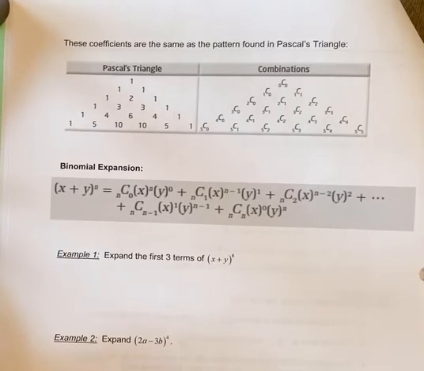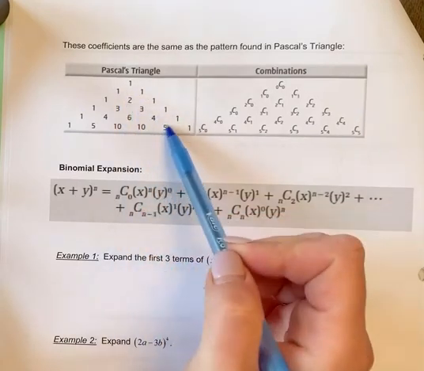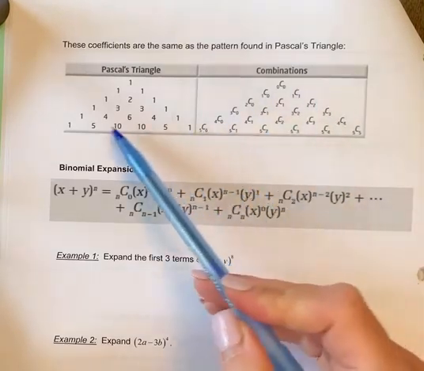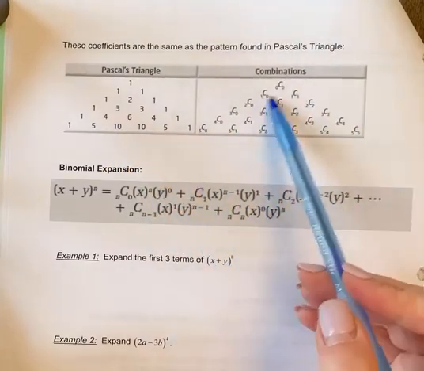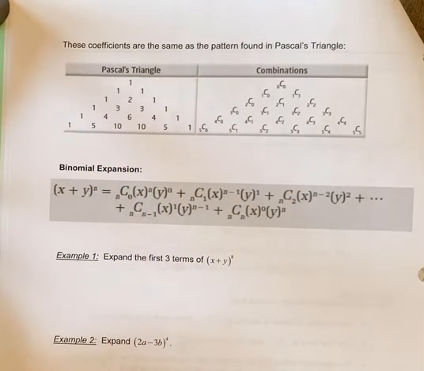So we're going to continue on looking at the binomial expansion. So here was Pascal's triangle that we looked at on the previous example. The coefficients are the same as the combinations, so we can write these all as combinations as well. So when we're using our binomial theorem, we don't want to have to memorize Pascal's triangle and keep building it. We're going to use combinations.